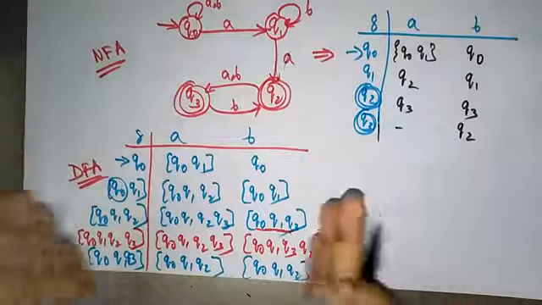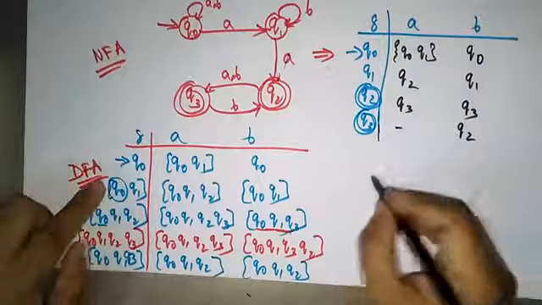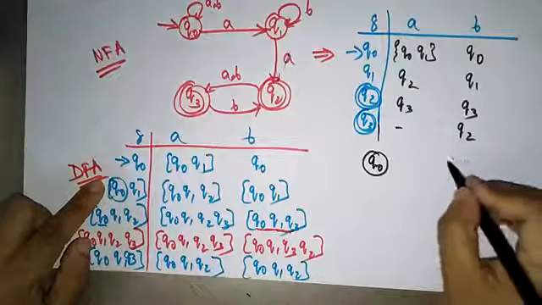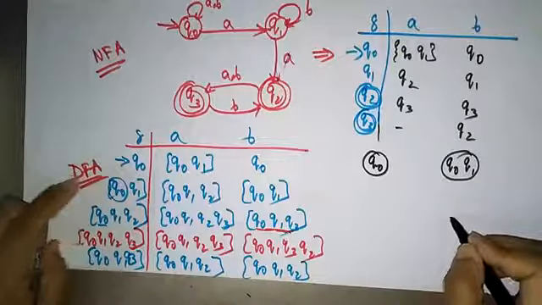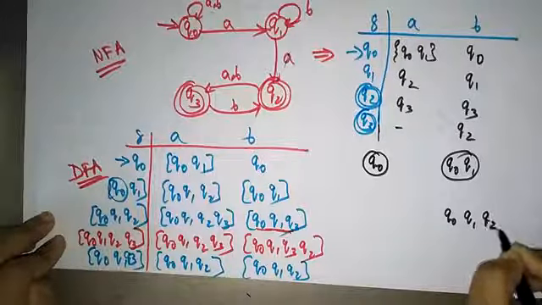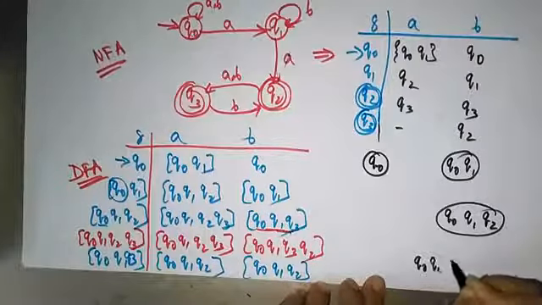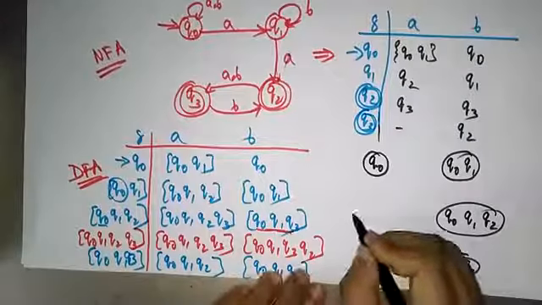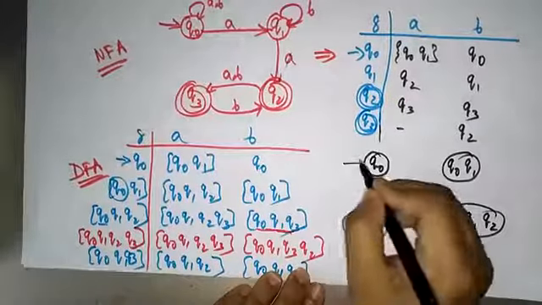Now I am constructing the diagram for this DFA. So the new states are Q0, Q0, Q1, Q0, Q1, Q2, Q0, Q1, Q2, Q3, Q0, Q1, Q3. So this is the initial state, we know that.